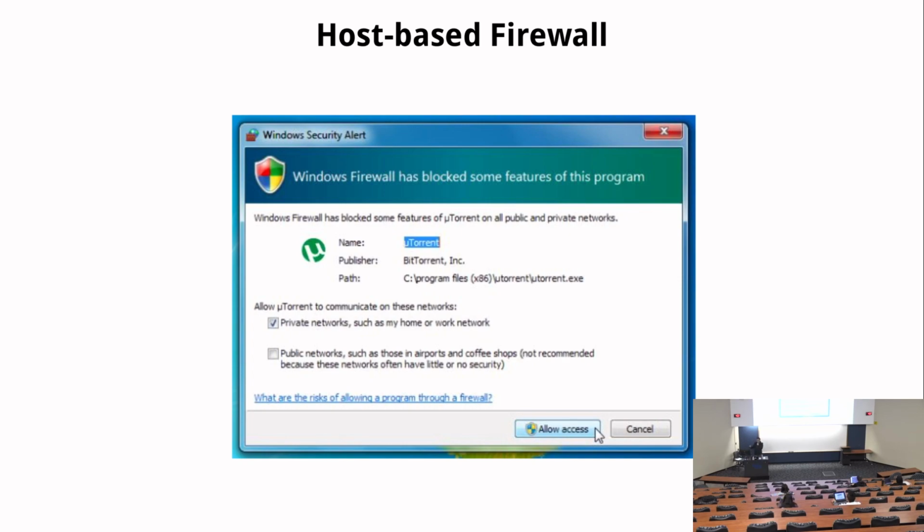We also have host-based firewalls. All of your systems, no matter whether you are using Windows, Linux, or Mac, have a built-in firewall. This is a screenshot of a very old Windows system, probably Windows 8 or something, and you can see it has a firewall. The P2P software BitTorrent tries to connect to the network, and the Windows firewall can block it.